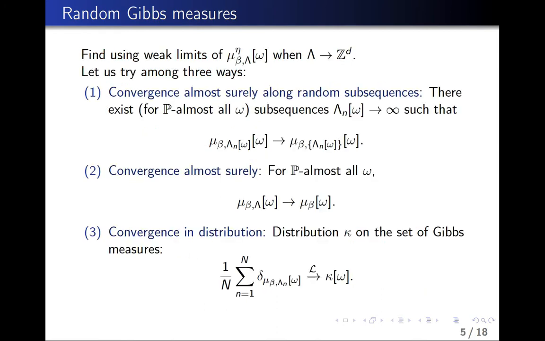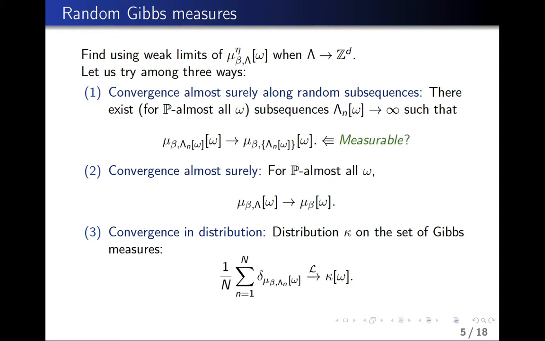In order to analyze the existence of the random Gibbs measure, let us work on the weak limits of a sequence of random Gibbs specifications. We can try among three ways. Let us analyze each one. The first one is the convergence almost surely along a random subsequence. We know, by the compactness of the set of Gibbs measures, that for a fixed ω, there exists a convergent subsequence of the random Gibbs specifications.